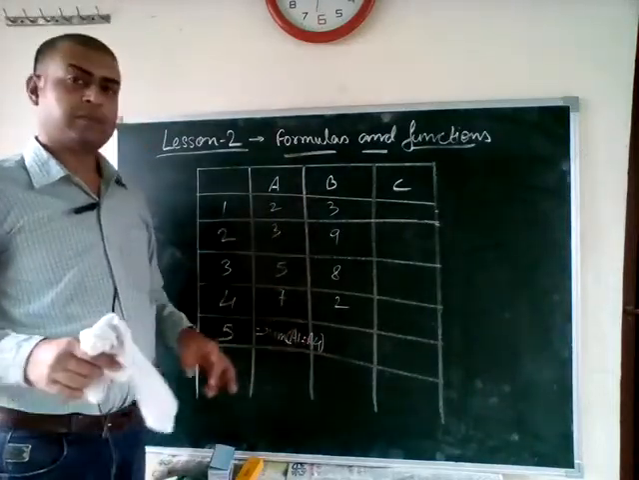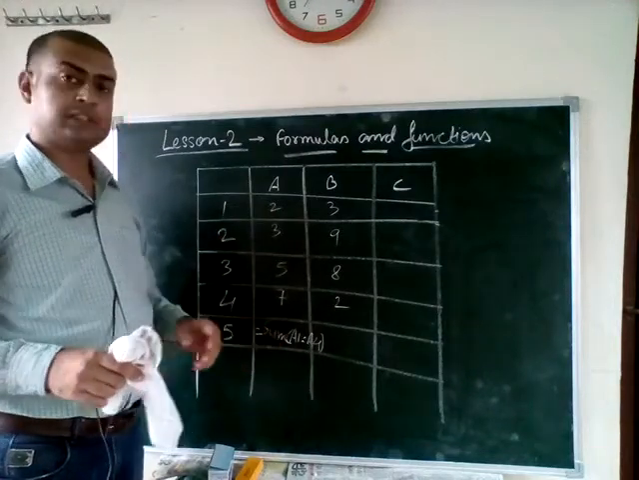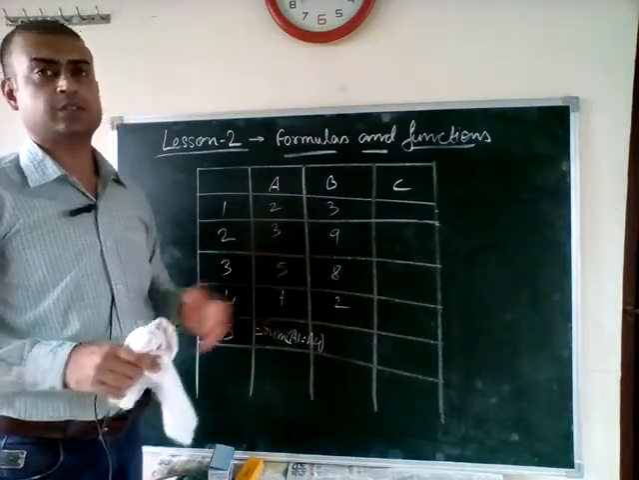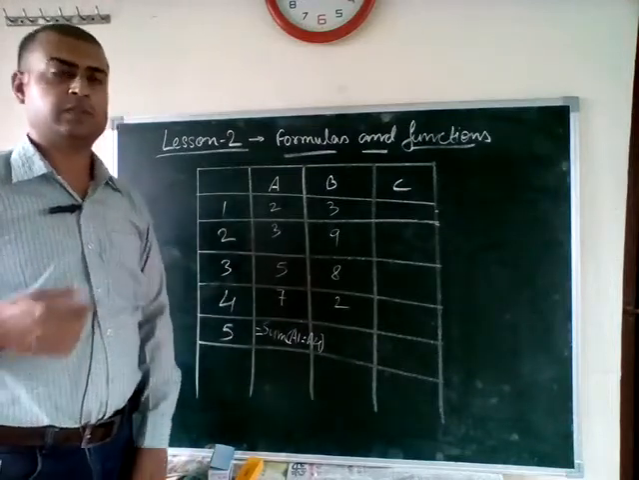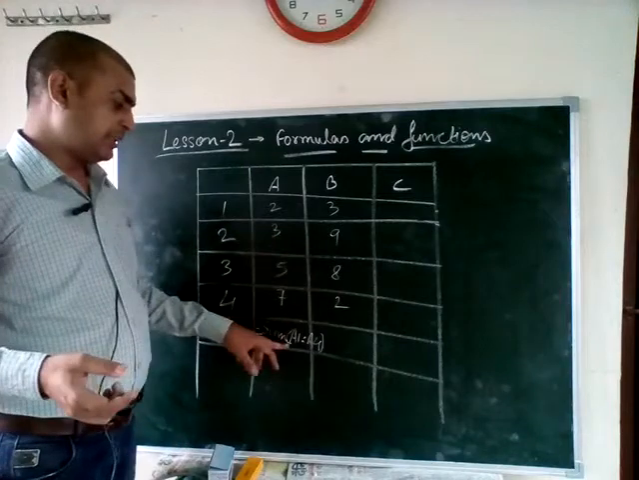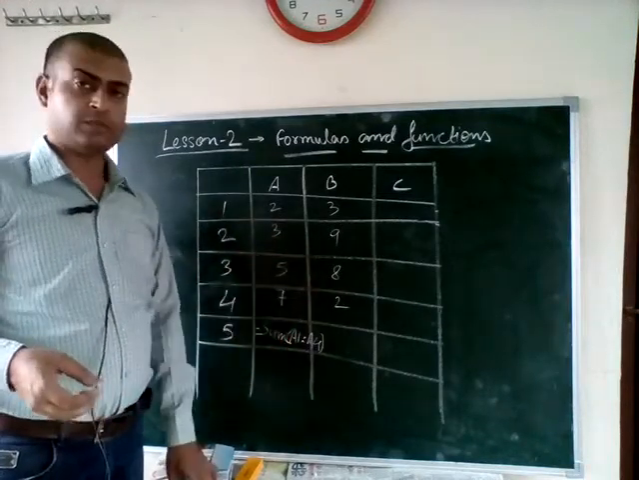A1 colon A4 means from A1 to A4, and since you have written SUM, it will join all the numbers which you have written from A1 to A4, and it will give you the addition from A1 to A4. So this is called a range, from A1 to A4.